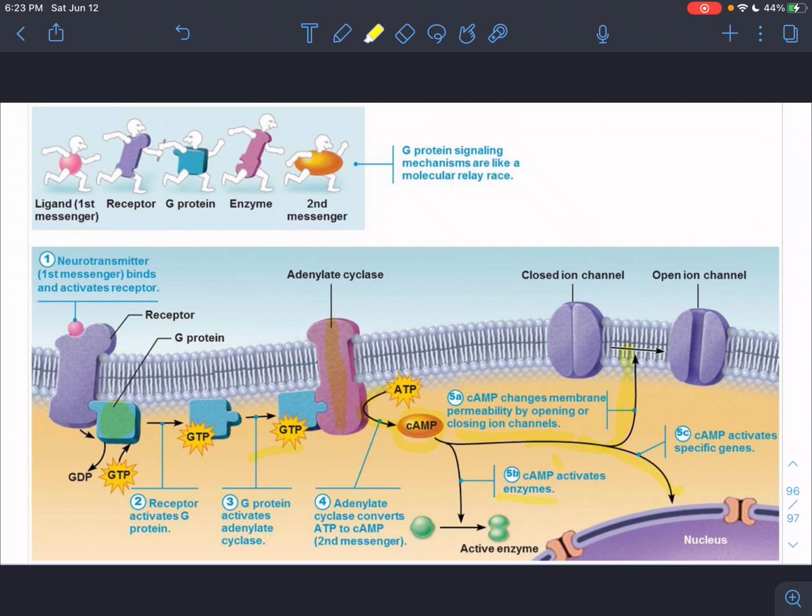So you're still going to cause something to happen. It's just going to go through a lot of these steps. And that's what a G protein complex is. You activate that G protein, and that's going to have a lot of downstream effects that can change a number of different things in the cell.